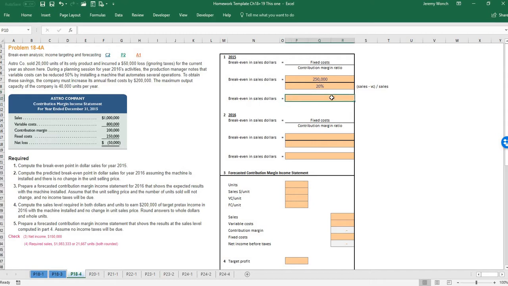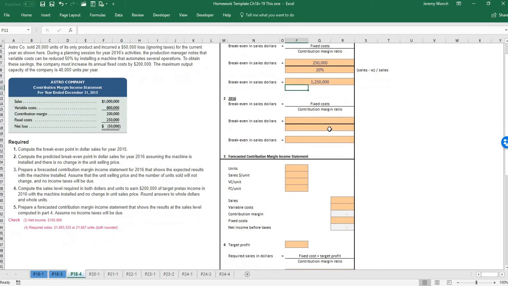To get our break-even in sales dollars, we just divide these two. That means we have to have $1.25 million in total sales in order to break even. And that makes sense. We had $1 million in sales in 2015 and we had a loss. So we actually have to have 1.250 in order to just break even, to come out right at 0.